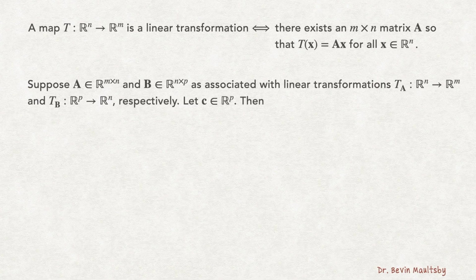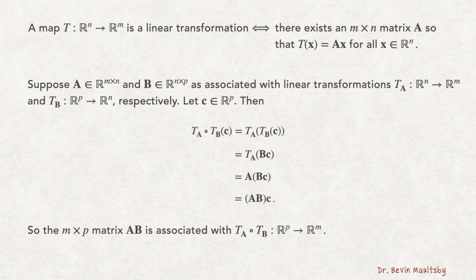Okay, so let's take a vector c from the domain Rp for the second linear transformation. Since the codomain for T sub B is Rn, and that's the domain for T sub A, we can do this composition. Basically, this composition is well defined. So we can say what's T_A of T_B of c. Working from the inside out, we can say T_B of c is just matrix multiplication B times c. That forms a vector in Rn, and T_A of that vector, again, is just the action of matrix multiplication with the matrix A. So now we have A times B times c, but matrix multiplication is associative.